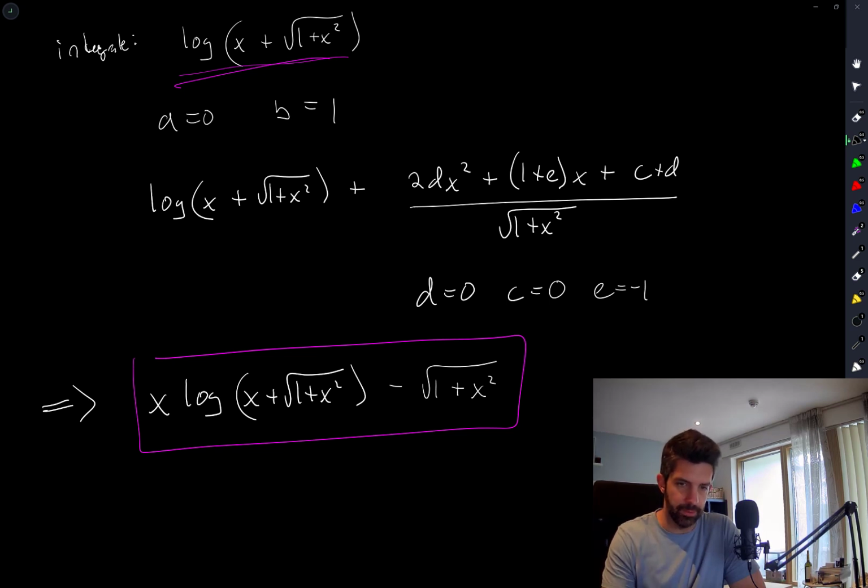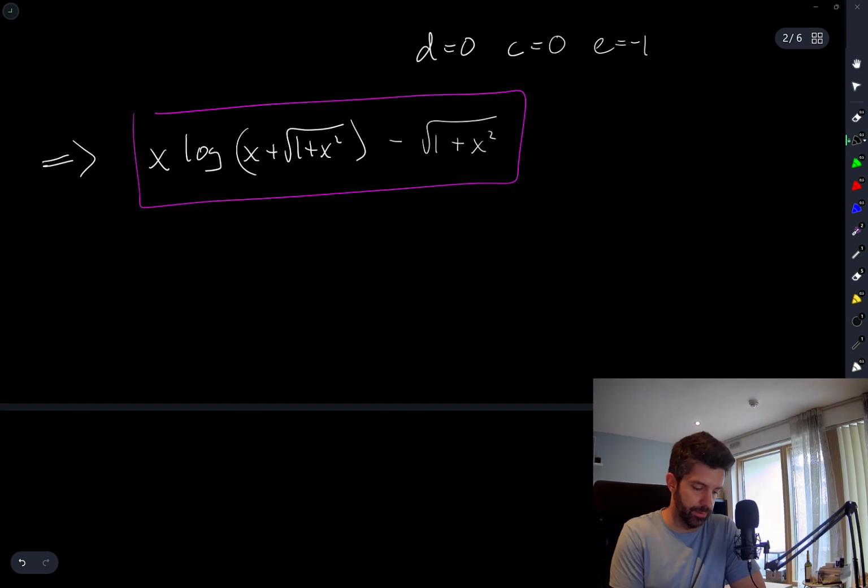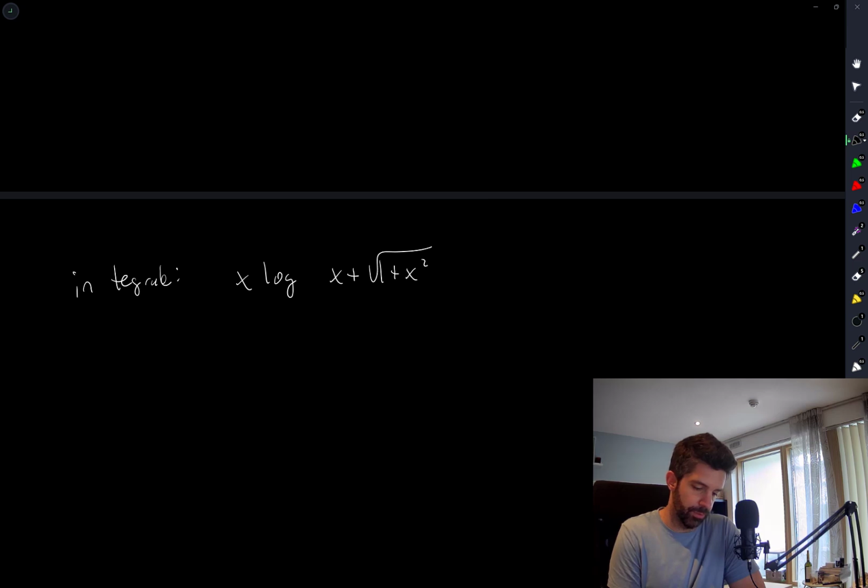The second thing we're asked to integrate, I actually think is going to be a little bit more difficult. I'm going to come back to that one. Instead, I'm going to skip to the third one, where it says integrate x times log of x plus square root of 1 plus x squared.